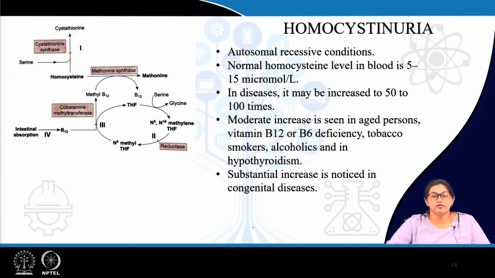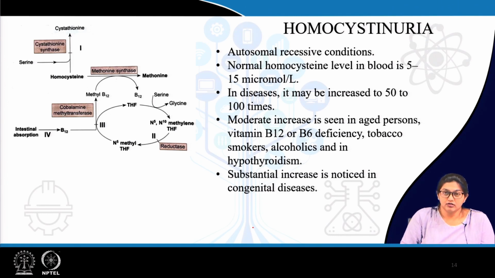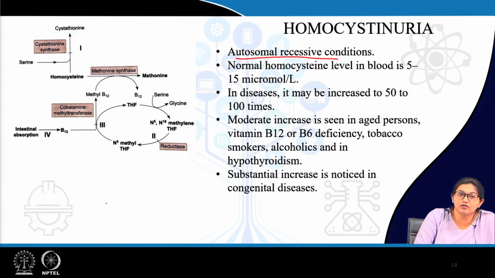Then a few disorders related to methionine metabolism. Now, one such important disease is homocystinuria. Homocystinuria can be genetic or can be acquired. The genetic disorders, which arise from mutations, are basically autosomal recessive conditions. Now, there are different types of homocystinuria. The 4 types I have presented via the diagram.